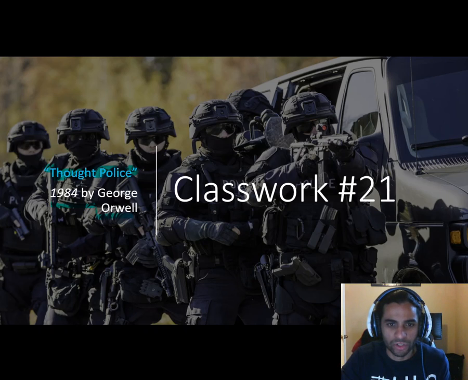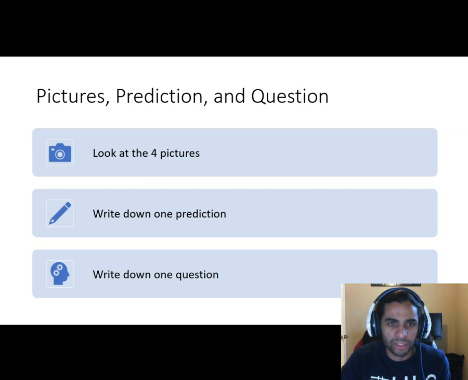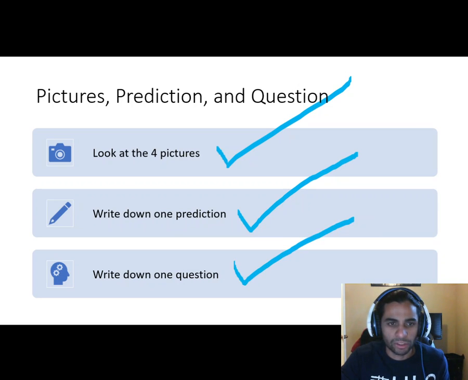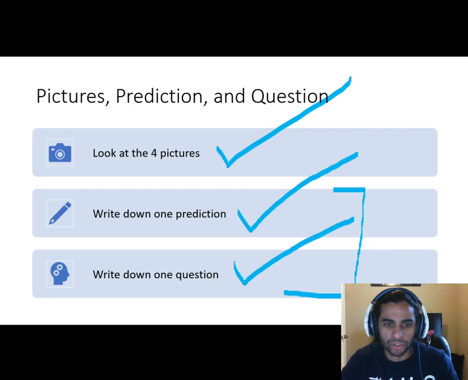First, some instructions. You should be used to this by now. Pretty standard. We're going to look at 4 pictures together. I'm going to do that on the next slide. And then once this video is over, you're going to write down one prediction in your Classwork 21 Google Doc, and you're also going to write down one question in that same Google Doc, and then in real time I will take a look at your prediction and your question and give you some feedback. So here we go. Let's jump into the pictures, 4 of them.